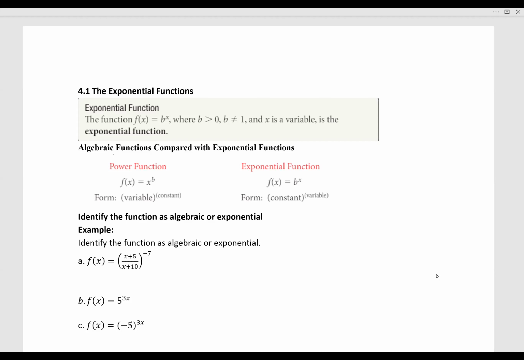The exponential function is a function in the form f(x) = b^x, where b has to be greater than 0 and b cannot equal 1. Remember that in this form, x is a variable which is in the exponent of the function. So this is called an exponential function.